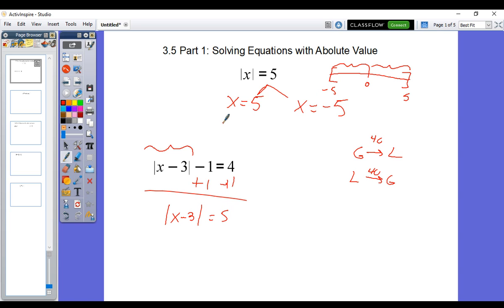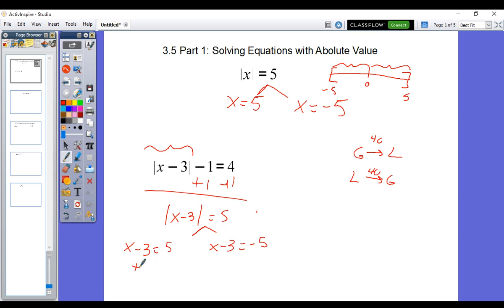Now, it's at this point where we make two possible answers. That means 5 can exist here as both a positive and negative 5. So we'll have two possible answers. We have x minus 3 equals 5, the standard one that's set right there, and x minus 3 equals negative 5. So we switch the sign here, still equals.